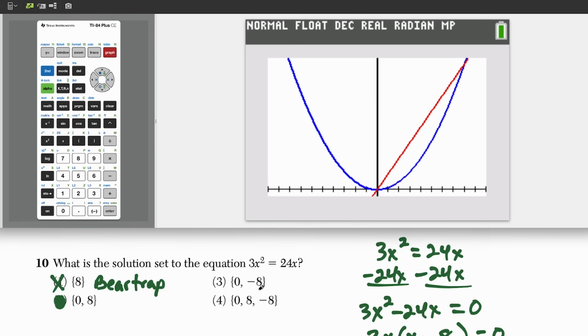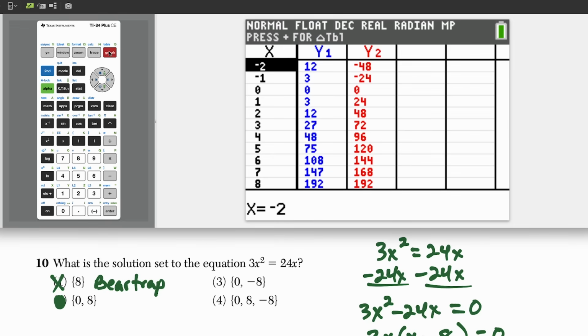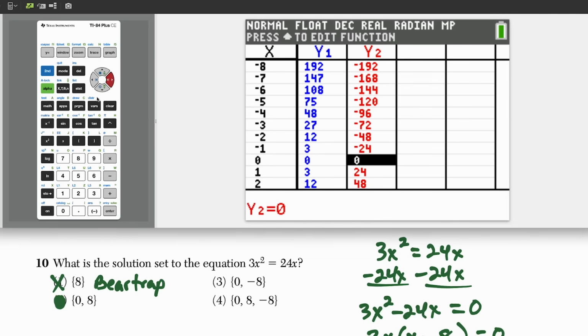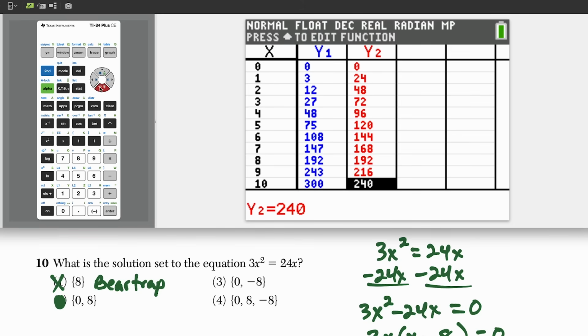Now, I know at x equals negative 8, we're not going to have a solution because the quadratic is going up and the line is going down. But if we wanted to, we could also press second graph and go to the table and see at x equals negative 8, the y values are different. But at x equals 0, we have matching y values. And at x equals positive 8, we have matching y values of 192.